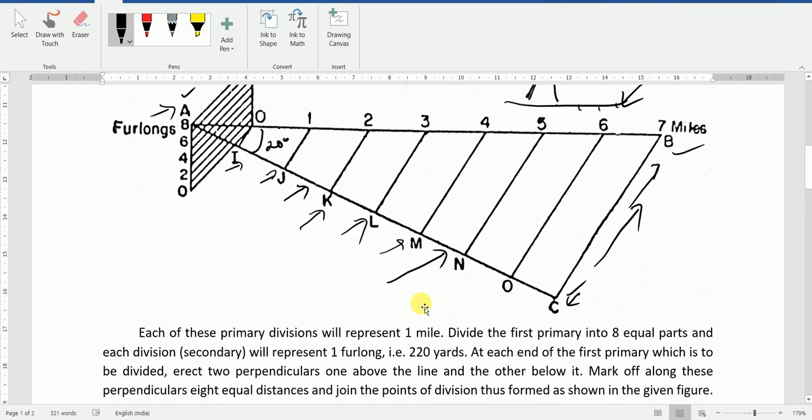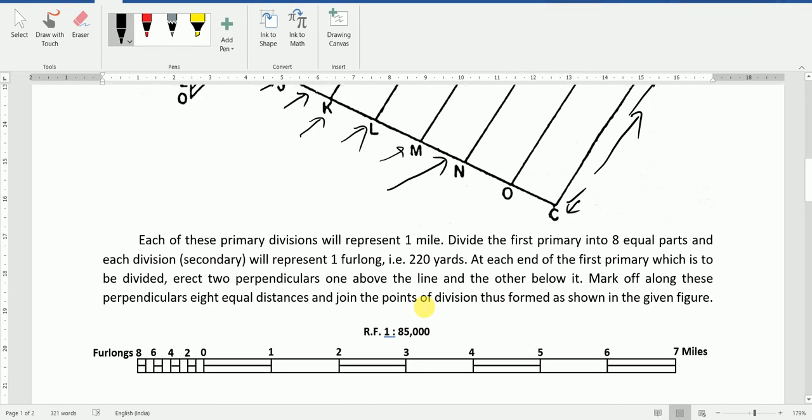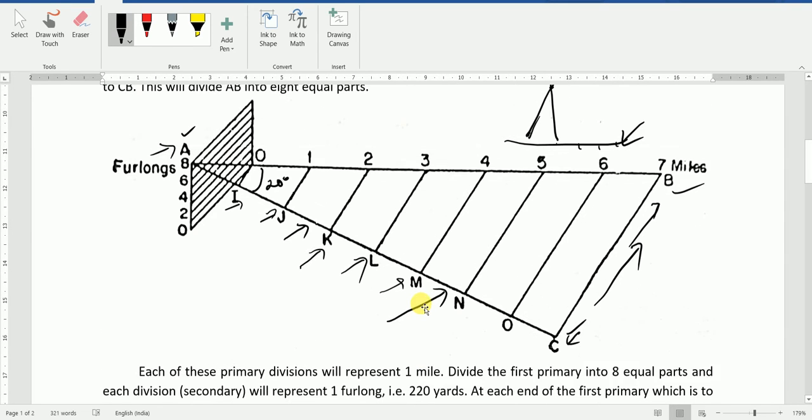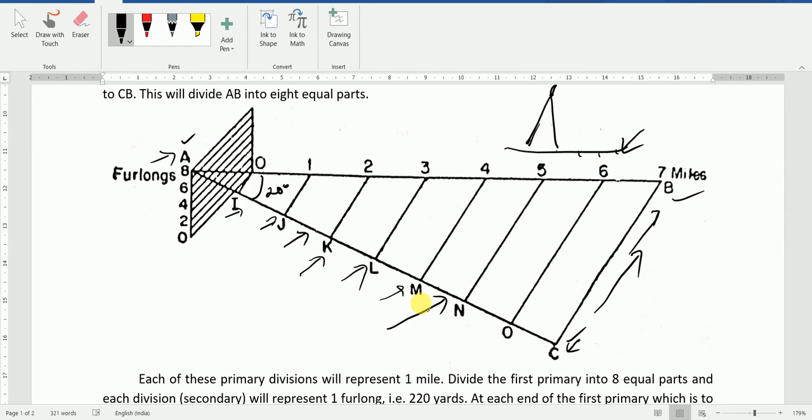Each of these primary divisions will represent 1 mile, as you see here. This is a primary division, this is another primary, this is another primary. So each primary division represents what? 1 mile. That means 1 mile, 2, 3, 4, 5, 6, and 7 miles. And this is known as secondary division.